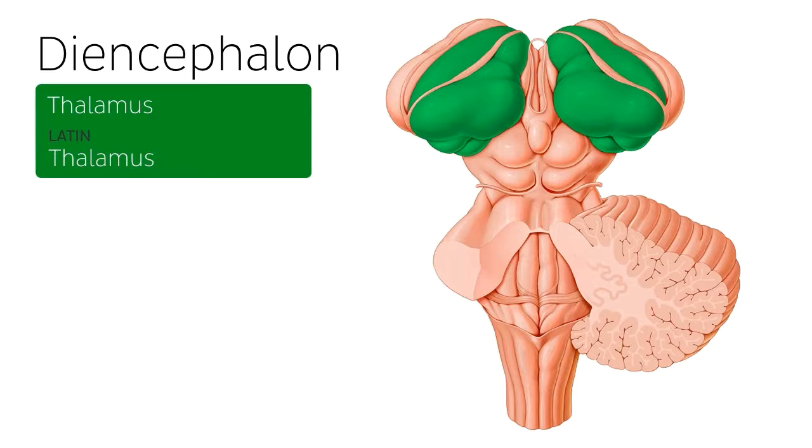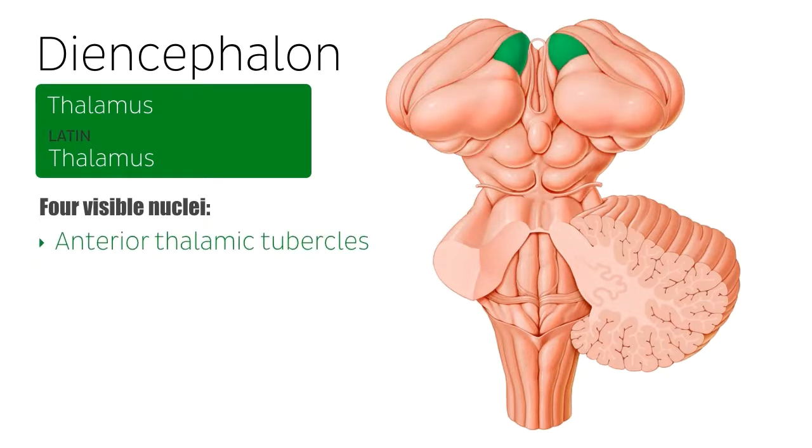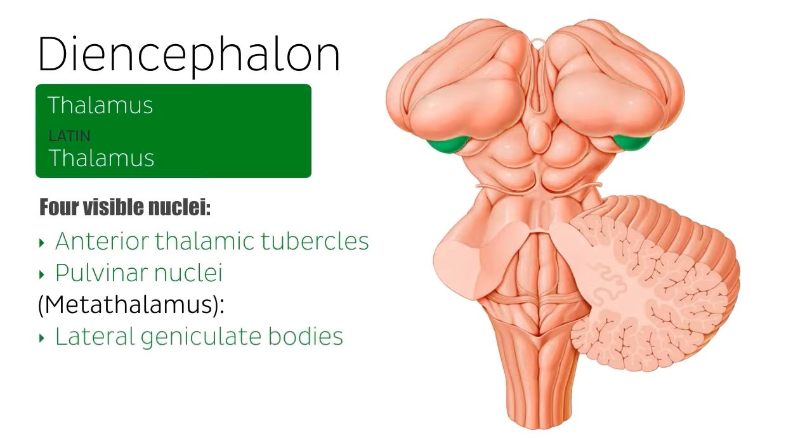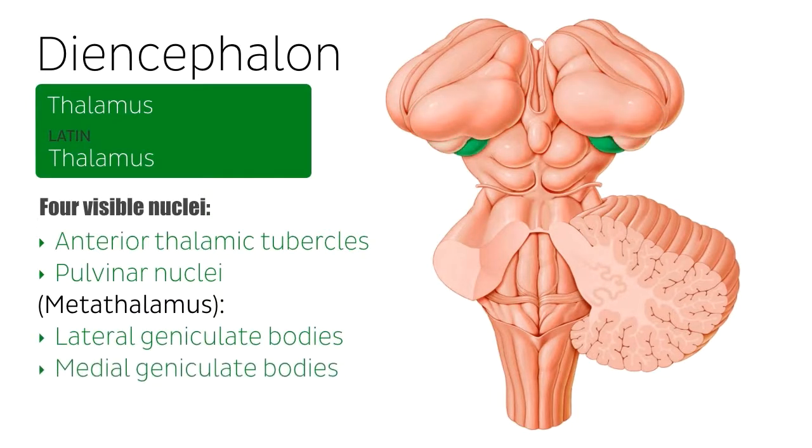The two paired ovoid thalami can be considered the final relaying station before information is passed into the cerebral cortex, as they relay and integrate a myriad of motor and sensory impulses between the cortexes and the periphery. The thalamus is comprised of grey matter and is made up of several nuclei, but the ones that we can see on this image include the anterior thalamic tubercles, the pulvinar nuclei, and the two bodies that make up the metathalamus, the lateral geniculate bodies, and the medial geniculate bodies.